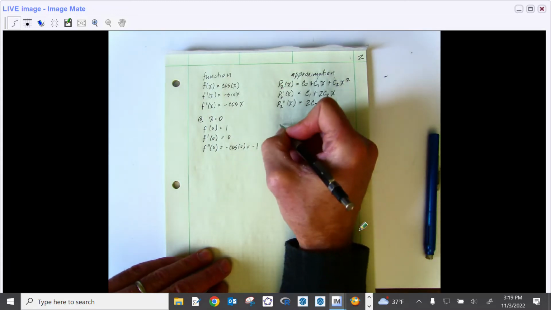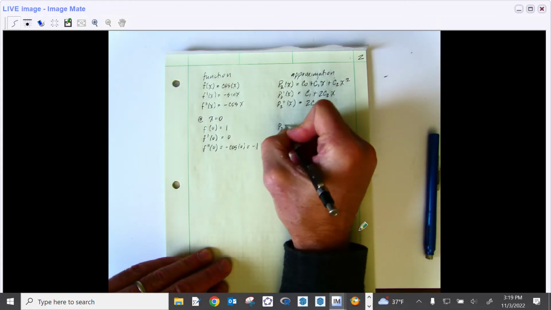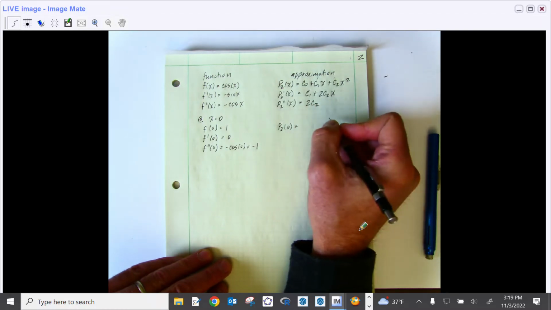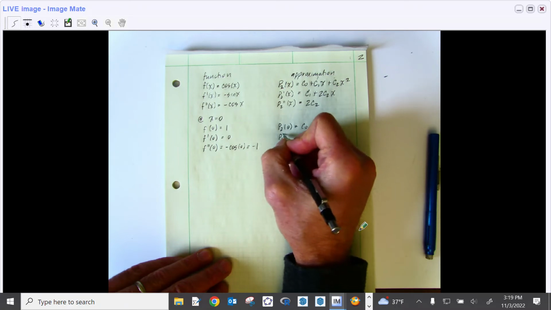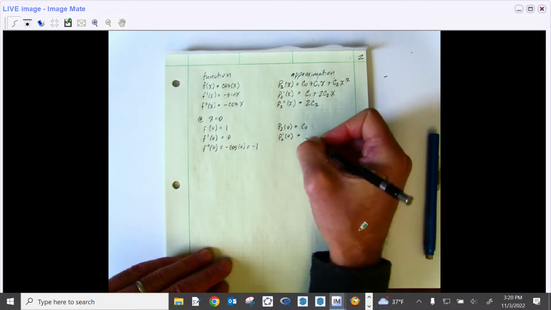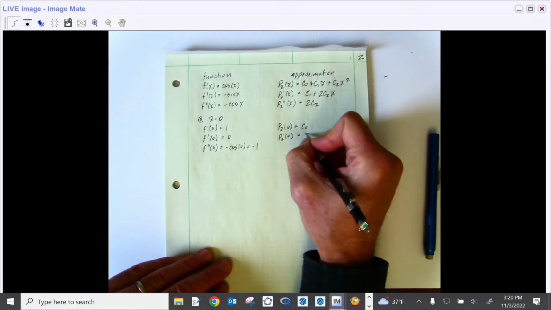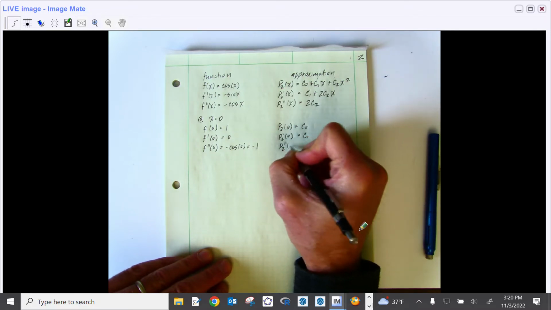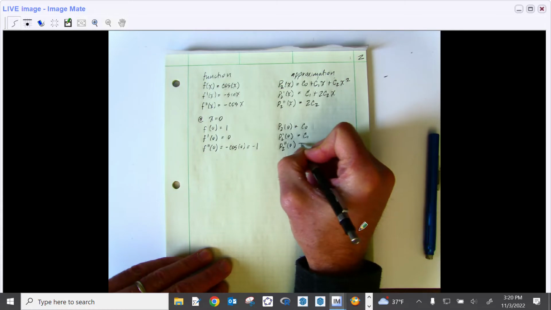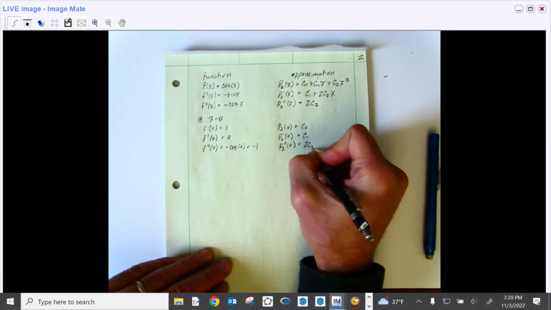And now let's take a look at P2 of 0. That's just going to be C0. P2 prime at 0 is going to be, 0 goes away, that's just C1. And P2 double prime at 0, that's going to be 2C2.